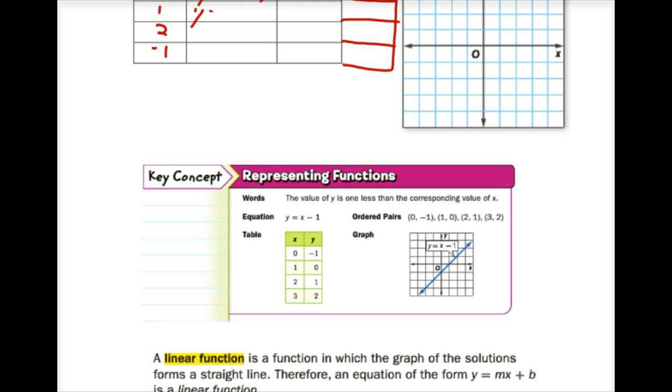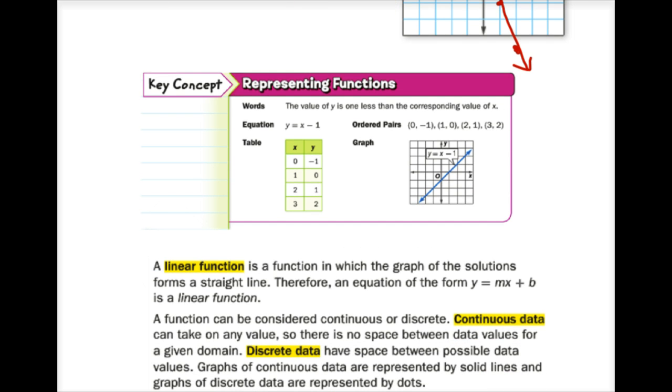All right. Here's the key concept, guys. Everybody jot down on the side over here. There are your 5 ways to represent a function. You can do it in words. You can do it with an equation. You can do it with a table, a set of ordered pairs, or a graph.